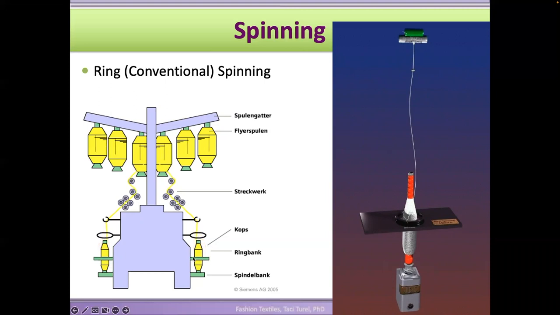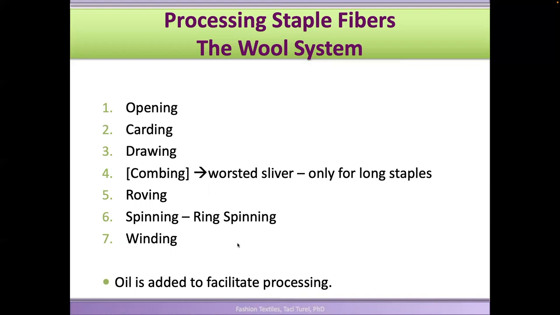And then this turn here is creating a twist before you wind your final yarn on the bobbin. This is the conventional ring spinning process. If we are processing wool fibers, we go through the combing process for worsted wool. And remember, worsted wool is the better quality wool. Woolen was the cheaper, worsted was the better. So if it is worsted, those are the longer staples, you go through the combing process for that.